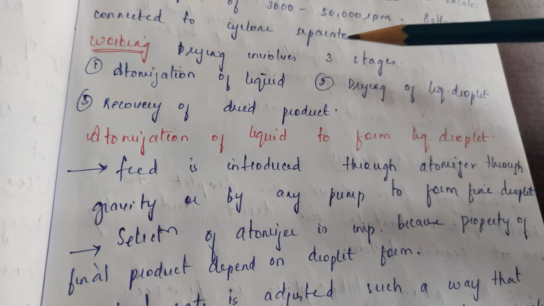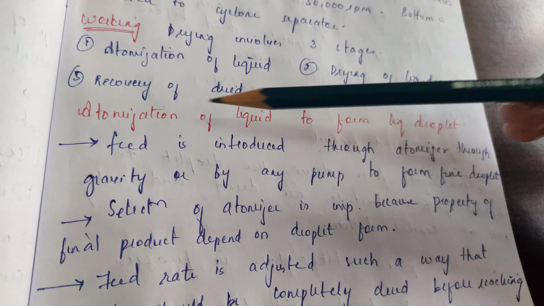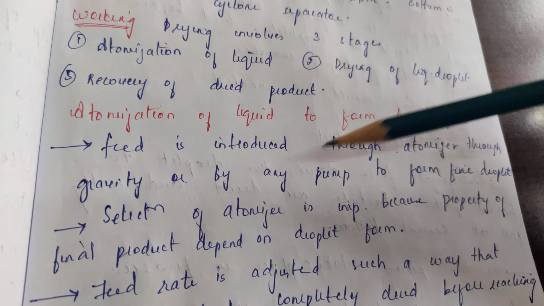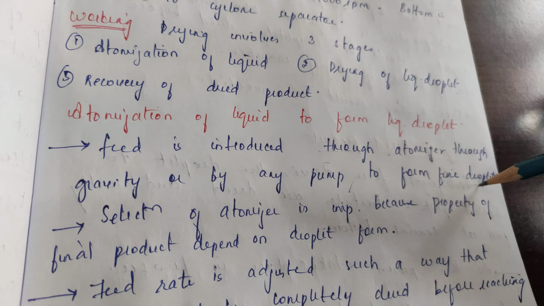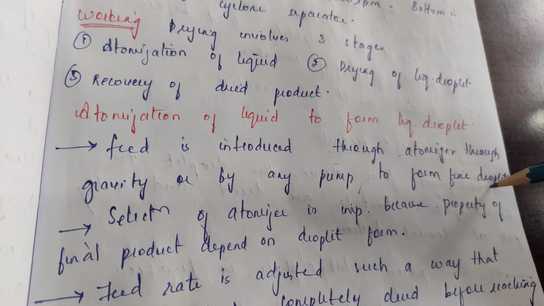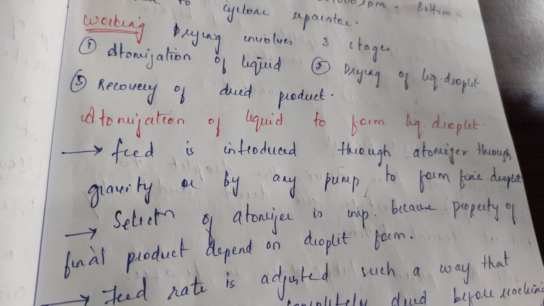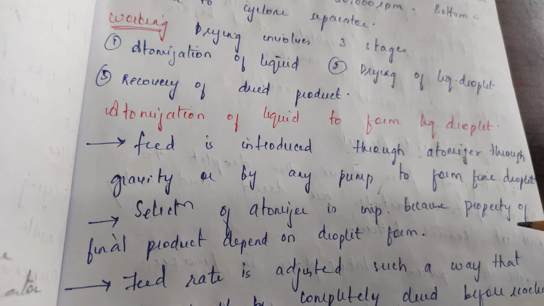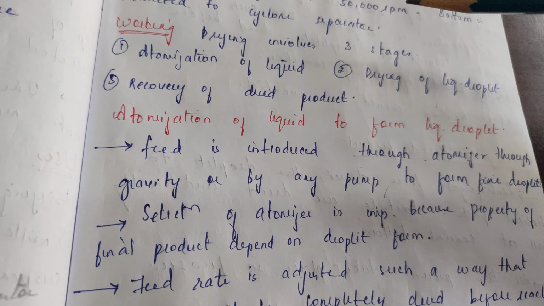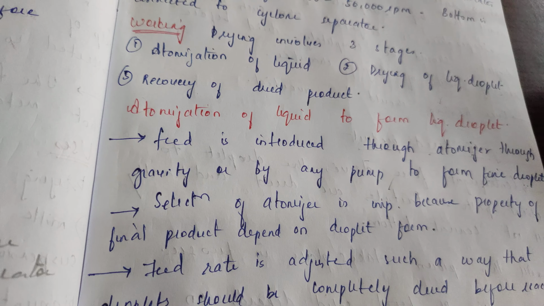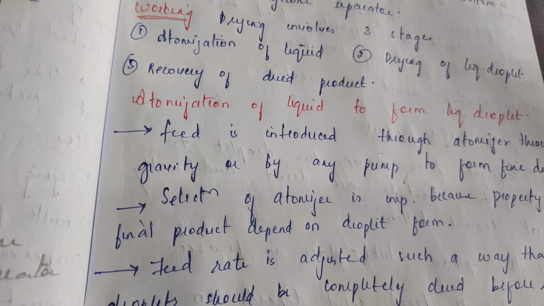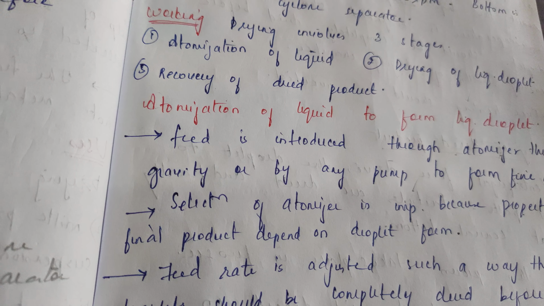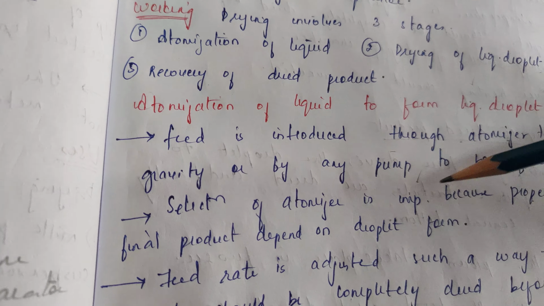Now, atomization of the liquid to form a liquid droplet. Feed is introduced through the atomizer, through gravity or by any pump, to form fine droplets. Selection of the atomizer is very important because the property of the final product depends upon the droplet form. What kind of droplets we want, what kind of product we want, a small product or a larger size product, all depends upon the atomizer.